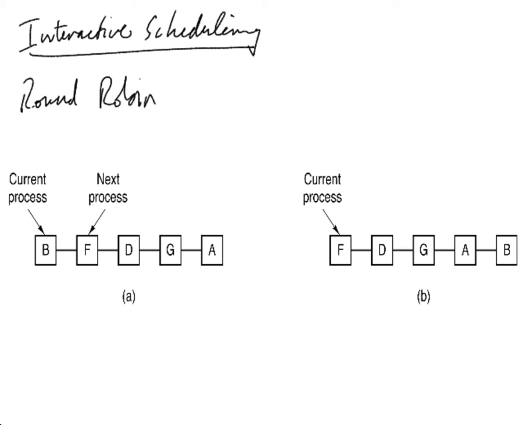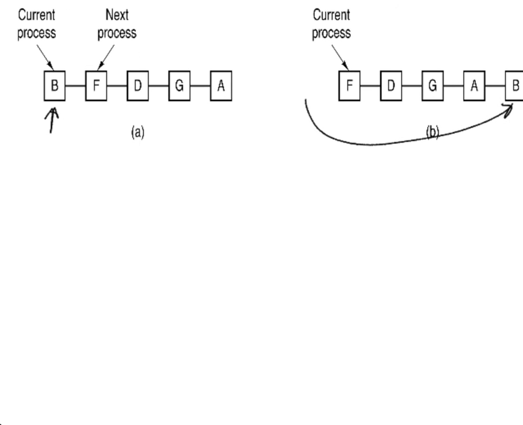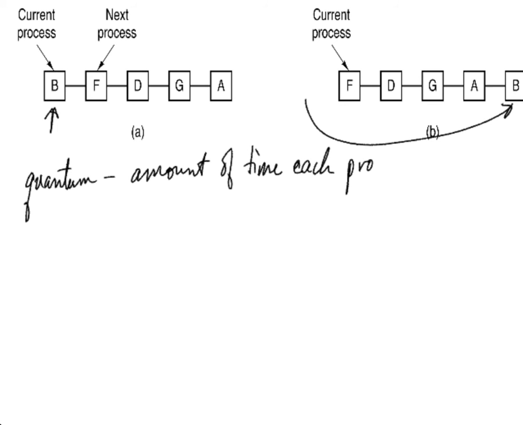And you can see in the figure here, we have B, which is the current process. When B has finished up its time slice, or what we call the quantum, then B gets moved over to the end of the queue and has to wait for all the other processes to run before it can run again. So some terminology, we have quantum. And that's the amount of time each process is given.